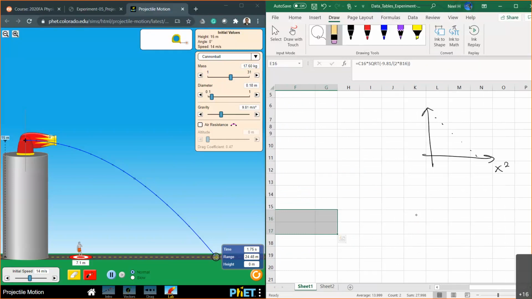You will get maybe a graph that looks like that with a negative slope. This is going to be x to the power 2, and this is going to be y. If I get the slope of the graph, that slope should be g divided by 2v0 to the power 2. Then I can find v0 equal to the square root of g over twice the slope of the graph. G is negative, the slope of the graph is negative, the negatives cancel out, and then I can find v0.